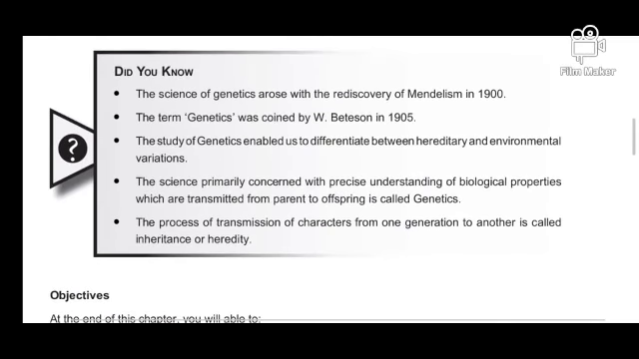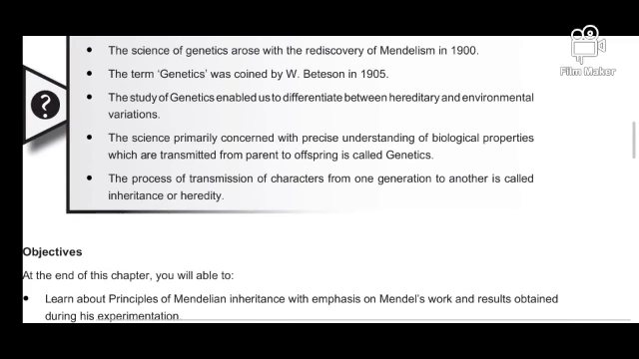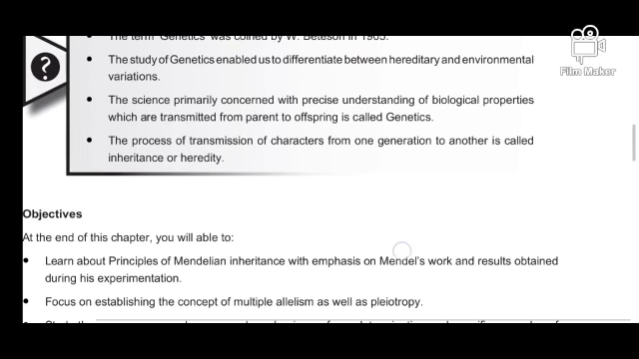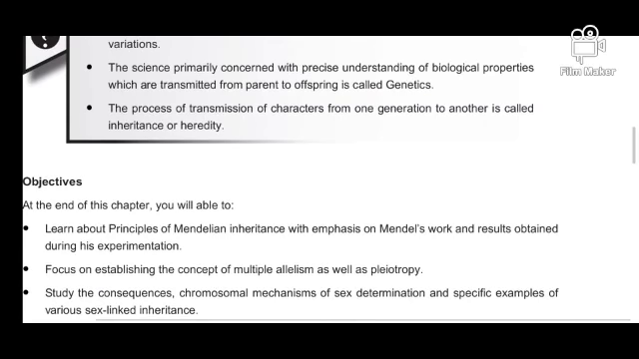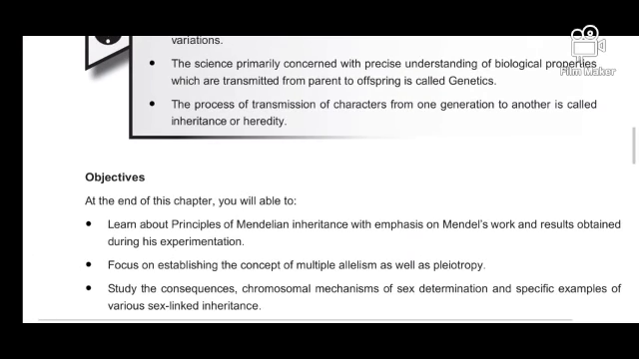The study of genetics enables us to differentiate between hereditary and environmental variations. The science primarily concerned with the precise understanding of the biological properties that are transmitted from parents to offspring is called genetics. The process of transmission of characters from one generation to another is called inheritance, otherwise called heredity. So this is some general idea about genetics.